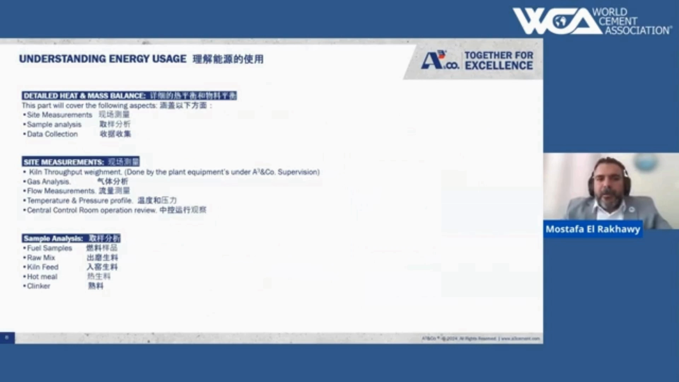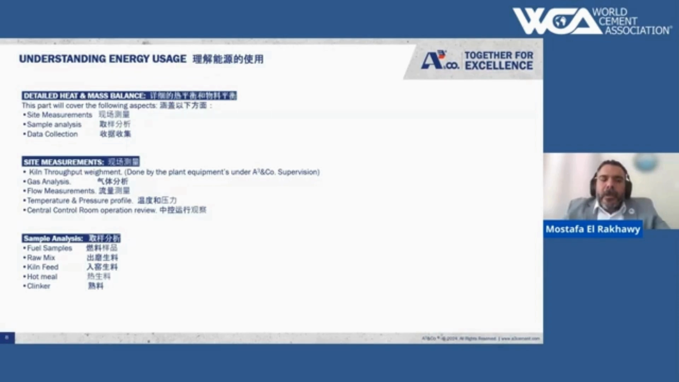After we understand our system and theoretical values, we should go to some practical measurements and audits, which we recommend to be done at least once per equipment, per kiln, per mill, per year. The audit measurement for kilns for thermal energy, which is a focus here, covers site measurements, sample analysis of fuel, sample analysis of raw material, and data collection from the control room. So this is where the detailed audit starts. For the site measurements, we should prepare for accurate kiln throughput weighment and gas analysis: O2, CO, and NOx all over the plant, in the kiln back end, in the preheater stages, and in the preheater outlet.